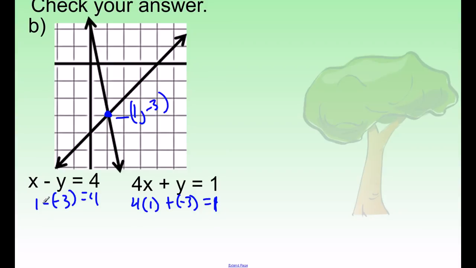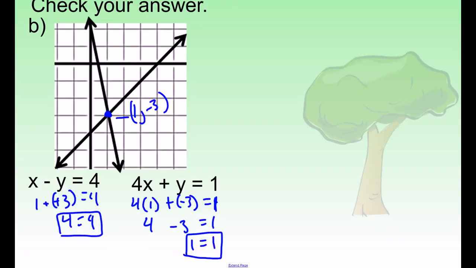Okay, let's check. 1 minus negative 3. Well, minus a negative is just plus a positive. So that's 4 equals 4. Yep, that one worked out. So this first equation, it's definitely a point on there. The second equation, 4 times 1 is 4, and plus a negative 3 is just minus 3. 4 minus 3 is 1 equals 1. And yep, that one worked out as well.